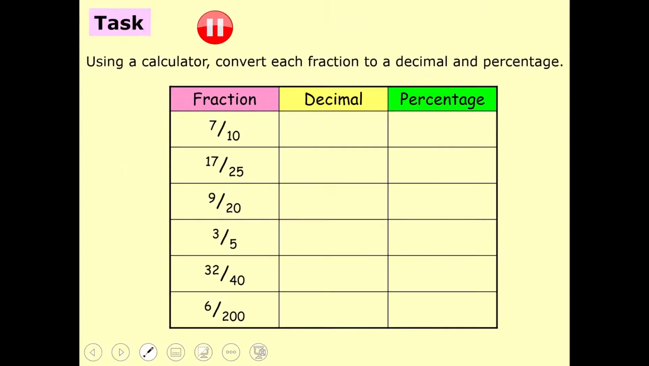Okay, so after those 3 examples, can you please do the following? Use the calculator to convert each fraction to a decimal and then into a percentage. So if you pause here, copy out this table and give these a go.